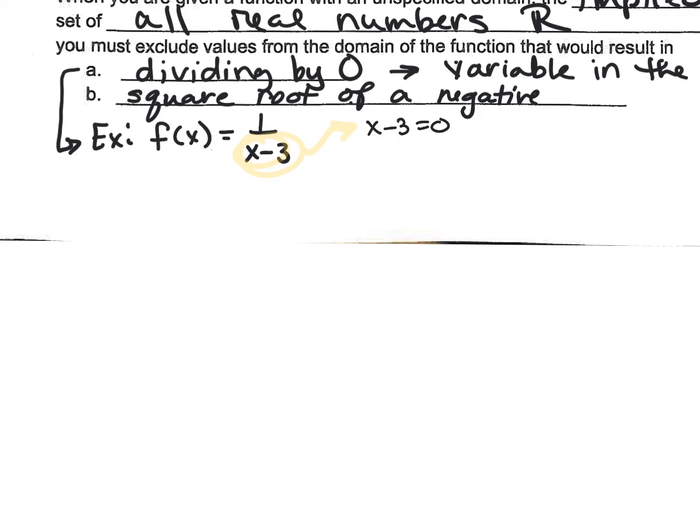Can we solve that for x? X would be what? 3. So this ends up being the domain. This would say the domain would be equal to x such that x cannot be what number? Cannot be 3, where x is an element of the reals. That is the domain statement for that. That is set builder notation.